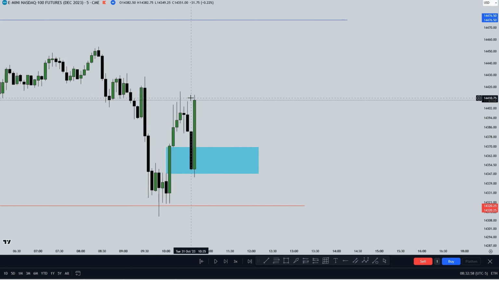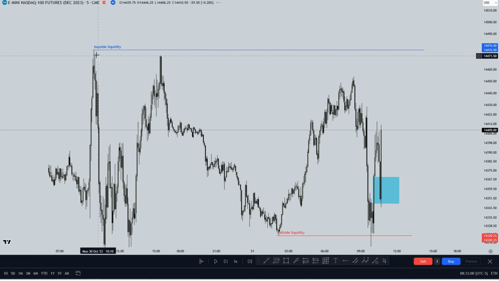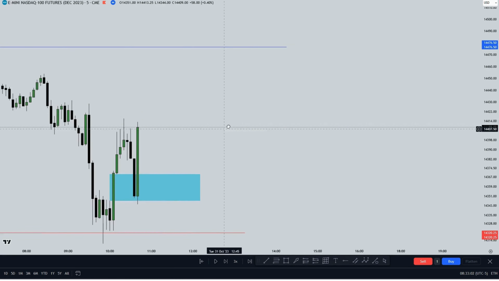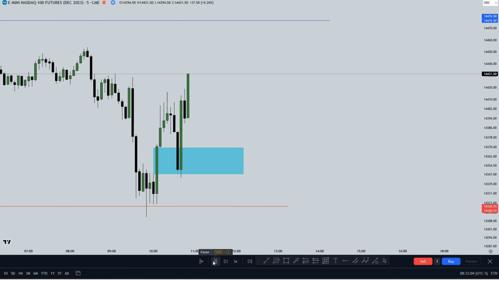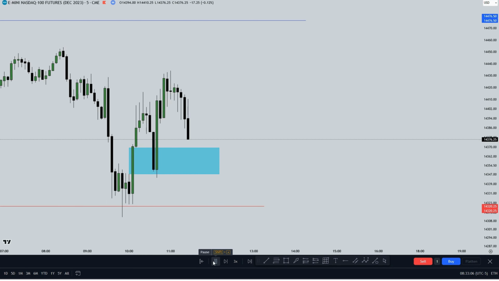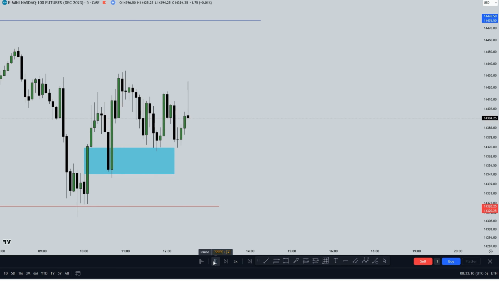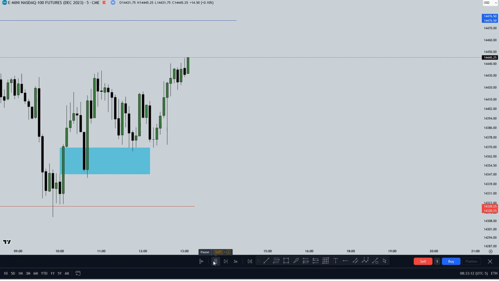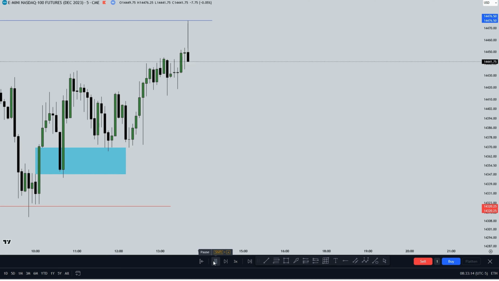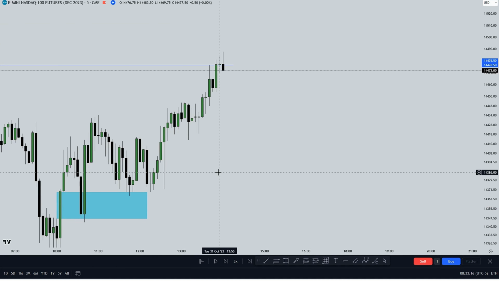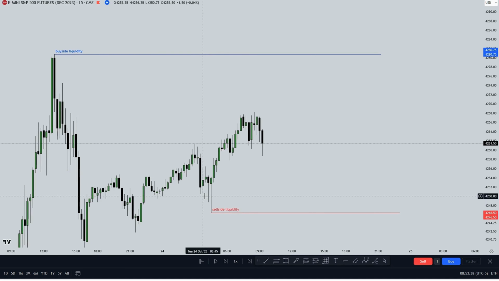So now we can anticipate price going up to this buy-side liquidity. It takes a while, but at the end we take out the buy-side liquidity.